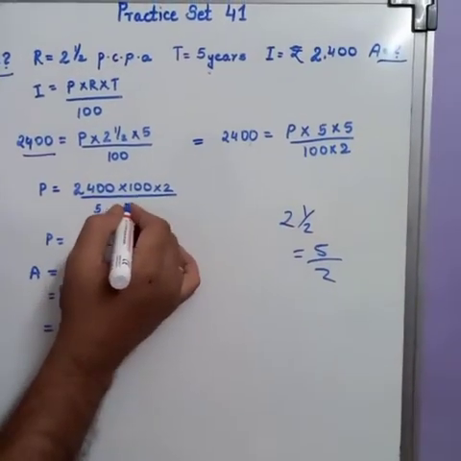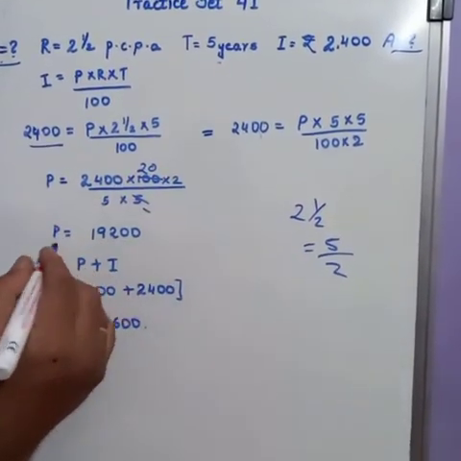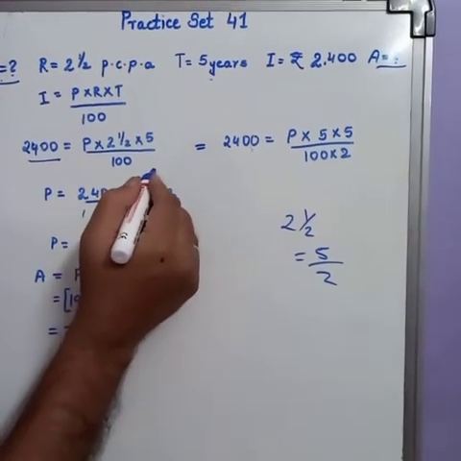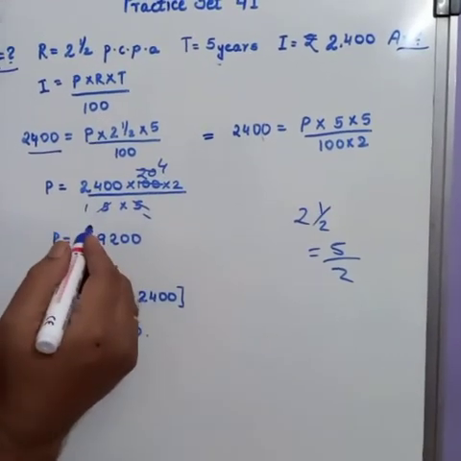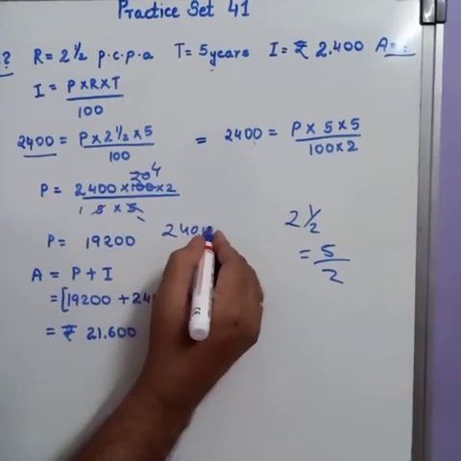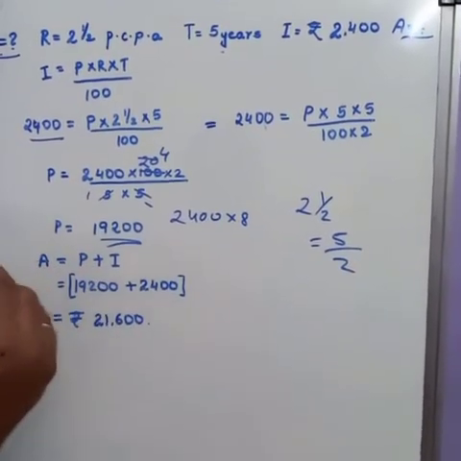Here 5 one time, 20, 5 one time, 4. So 4 2s are 8 and 2400 into 8. That comes up to 19,200.